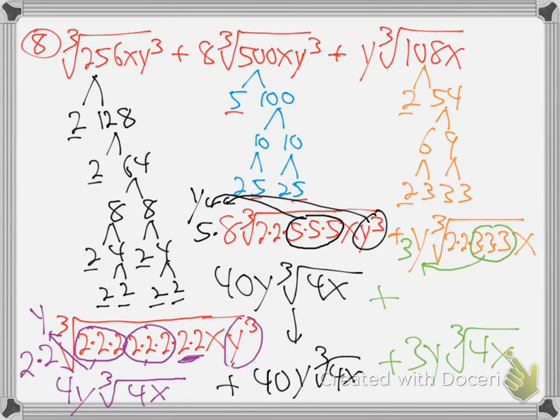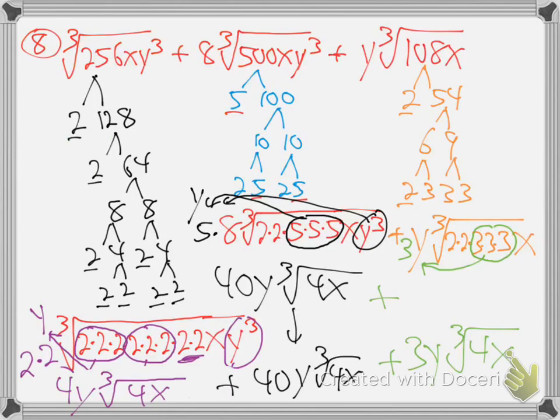So they're all y cube root of 4x, y cube root of 4x, y cube root of 4x. So that's 4 of them, and 40 of them. That's 44, and 3 more. 47 of them, right? So the answer is going to be 47 y cube root of x's. Just add them like terms. 47 y cube root of x. Y cube root of 4x.